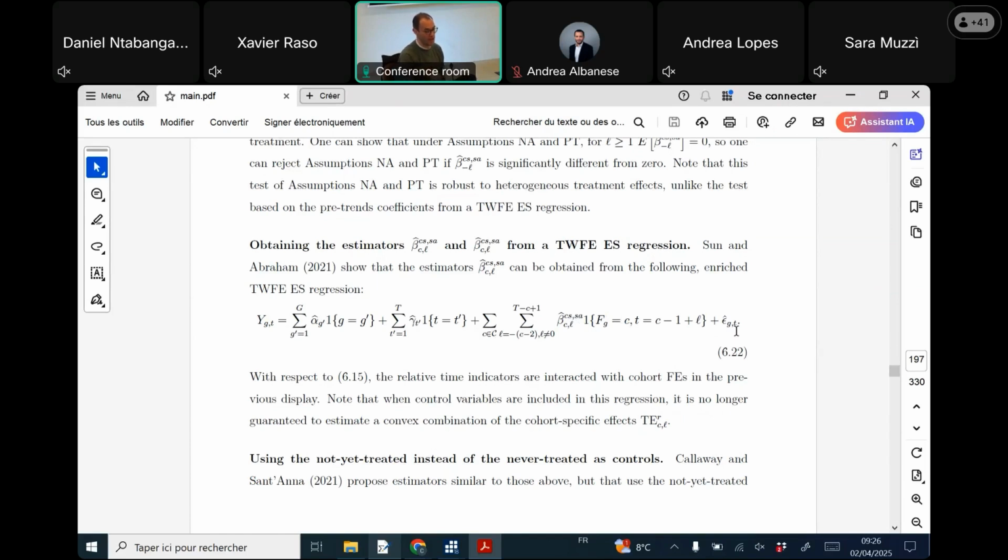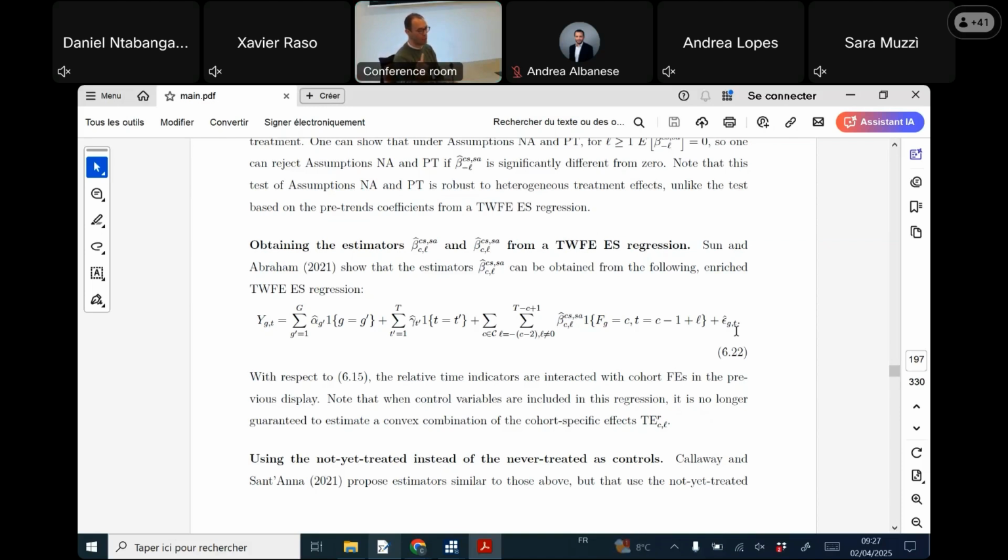And now the third reason why having the possibility to use not yet treated as the controls is a nice improvement is the fact that even when, in terms of identification, you're not particularly worried that your never treated would violate the parallel trends assumption, it is still the case that using both the never treated and the not yet treated, using the overall group of not yet treated as the control group, can give you more precise estimators with a lower variance, just because that gives you a bigger control group that's going to contain more units.